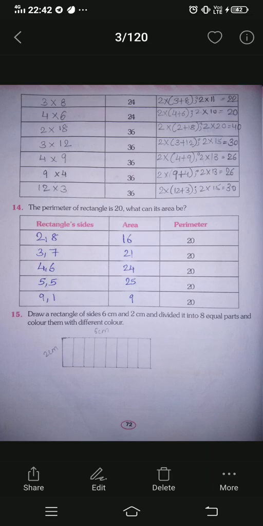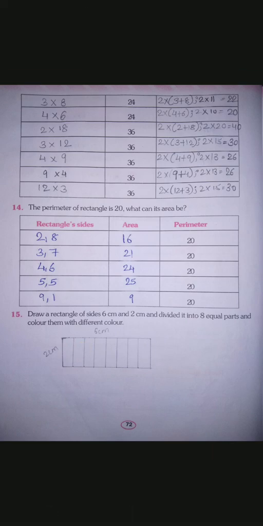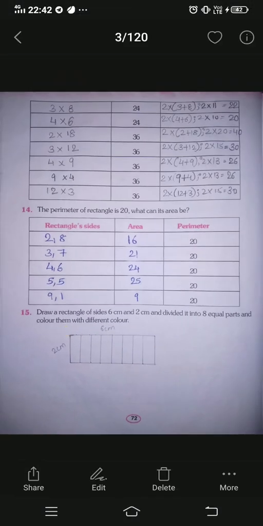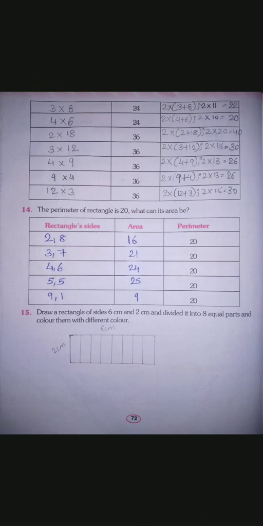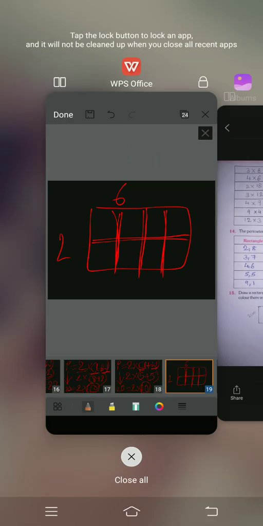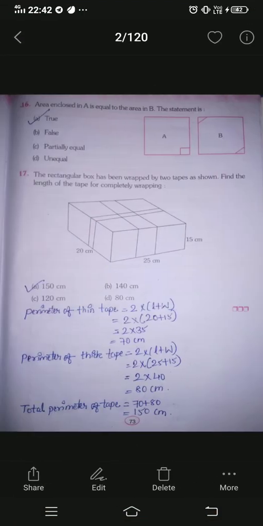Okay, and then you need to color these equal sides with different colors. अलग अलग कलर यूज़ करना, रेड येलो ग्रीन वाइट ब्लैक पर्पल येलो ऑरेंज ब्लू, any color you can choose. Okay, 8 different colors. Next question is children, next question is 16. Area enclosed in A is equal to the area B. Statement is, okay, this statement is true or false. Okay, that is what they are asking.